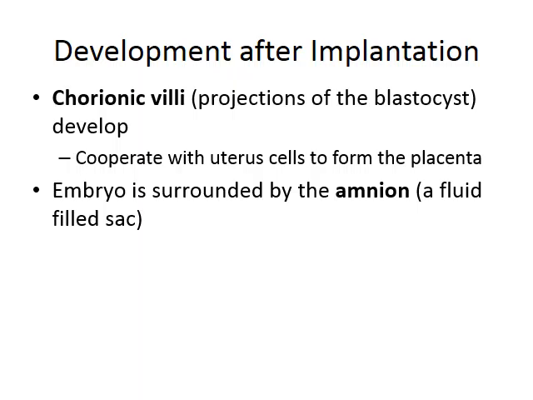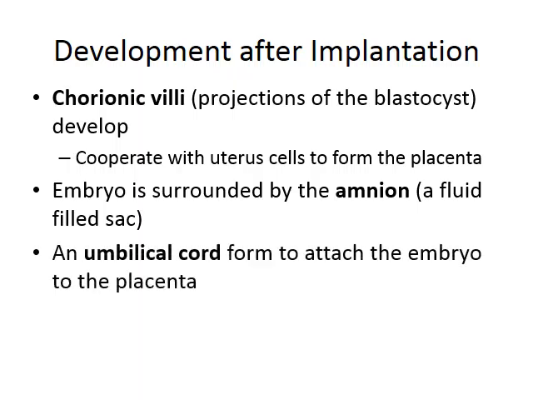And then the third thing that is developed after implantation is the umbilical cord. That is going to attach the embryo to the placenta and eventually be a way for that embryo to gain certain materials and excrete certain materials to its mother and eventually out or in from her system.